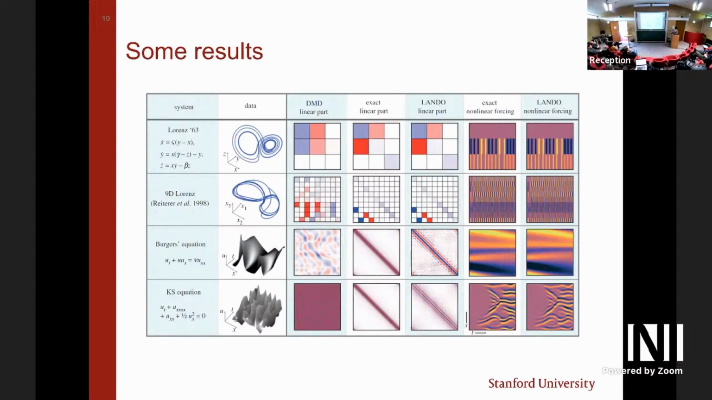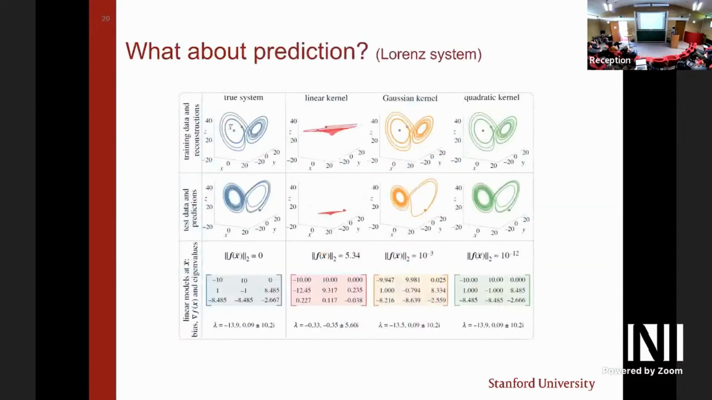I'm going to show you one more set of results here. What about prediction? If we've now learned linear and nonlinear operators, or something about those terms, can we now predict moving forward? We did this on the Lorenz system. On the left is the true representation. This is the training data set. This is our test and prediction, so that's the truth. These are what you get with the linear kernel in LANDO, the Gaussian kernel, and the quadratic kernel. Remember I told you that the Gaussian was generally the workhorse, and does pretty well.